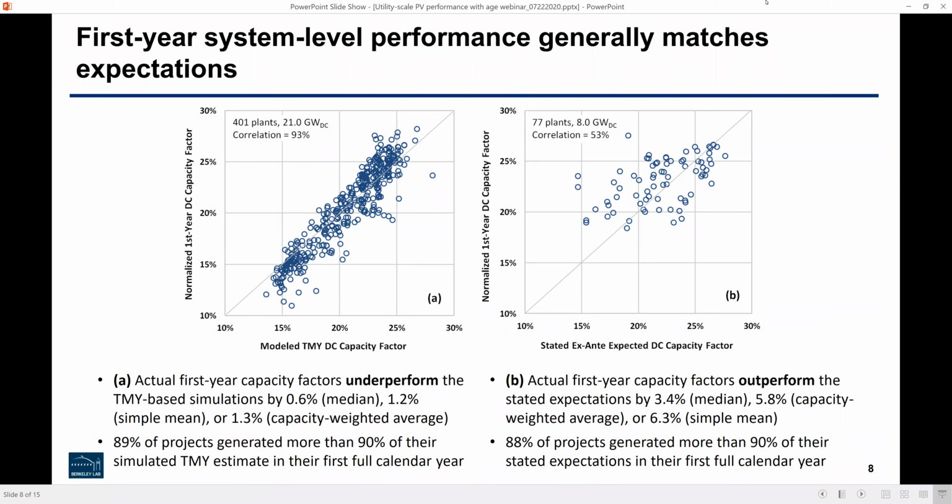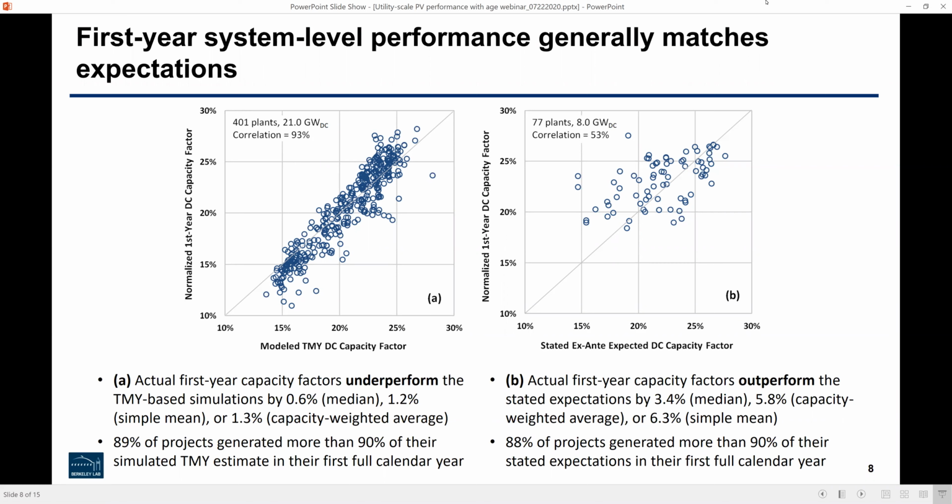The graph on the right makes the same comparison, but in this case to stated performance expectations as revealed or gleaned from power purchase agreements. So the sample here on the right is considerably smaller given the scarcity of publicly available PPA documents. And the correlation here is not as good. There's more of a scatter. But at the same time, there does not seem to be any systematic bias in one direction or the other. And in this case, we see a slight overperformance relative to stated expectations.